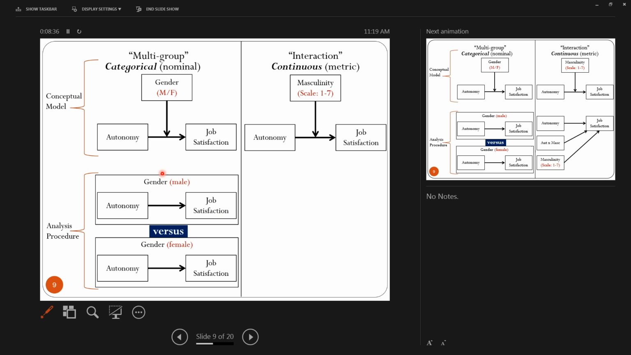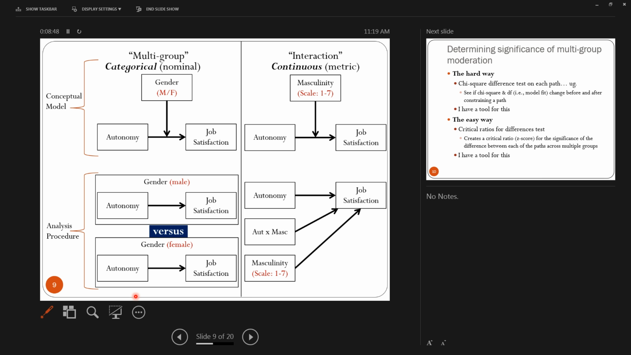Statistically, you model a multi-group like this. You run this model and then you run that model with one sample and the other sample, sort of like we did for the invariance test. In fact, exactly like we did for the invariance test. Whereas with the interaction, you model it statistically by multiplying the independent variable by the moderator and including the moderator and the independent variable and the interaction between them.